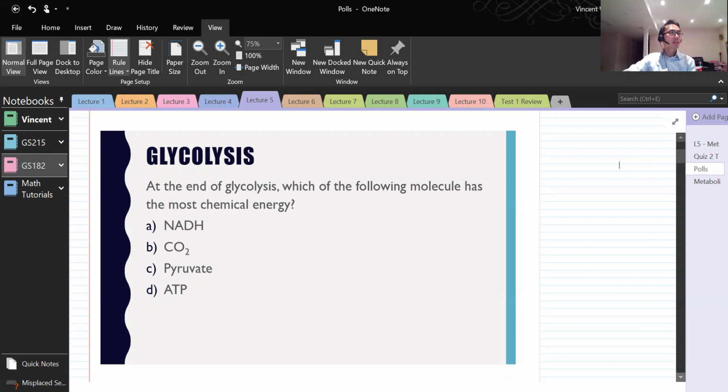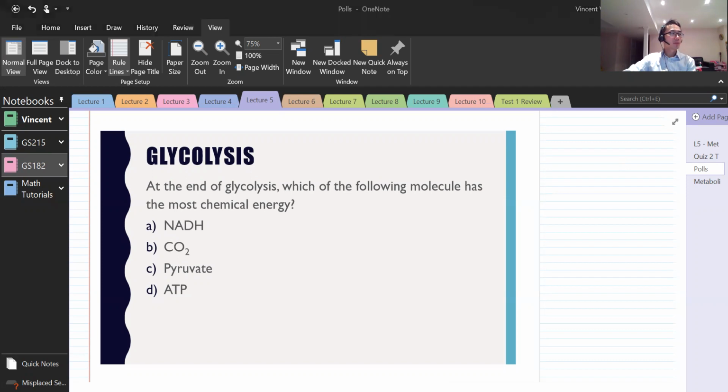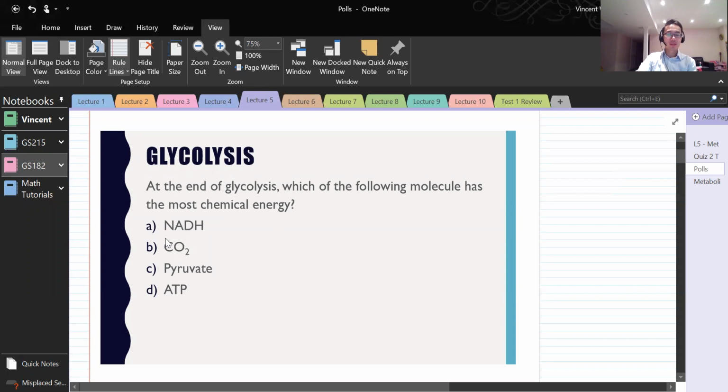All right. I'm going to end the polls, even though only half of you responded. The correct answer is pyruvate. So NADH, right? Let's think about this for a second. NADH can only produce up to 3 ATP. Carbon dioxide is a waste. It has no energy that we can use. ATP is just 1 ATP. But what about the pyruvate? Well, based on everything we learned so far, let's see what happens.